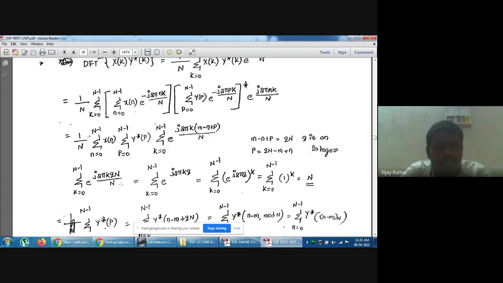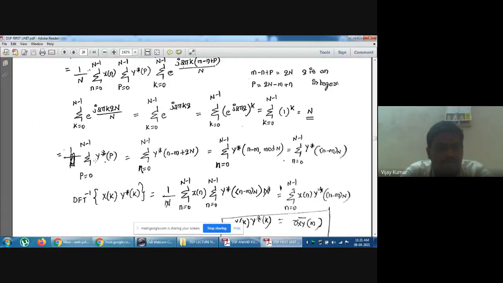j 2 pi k qn by n. N cancels out. Summation k equal to 0 to n minus 1 e power j 2 pi k q is equal to summation k equal to 0 to n minus 1 e power j 2 pi q whole power k. So what is this value? In the previous properties I told e power j 2 pi n is 1. Irrespective of any value of n, e power j 2 pi n is 1. So summation 1 power k over the range k equal to 0 to n minus 1 is n. So this summation will become n.